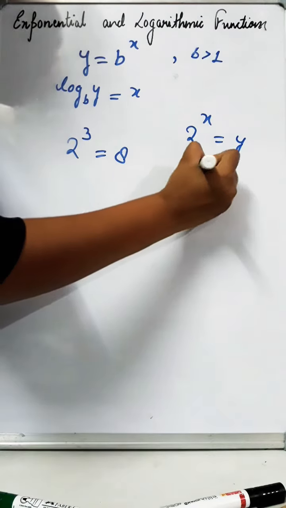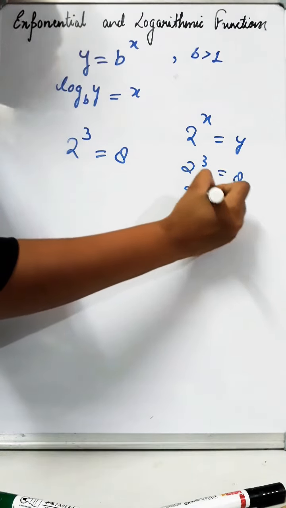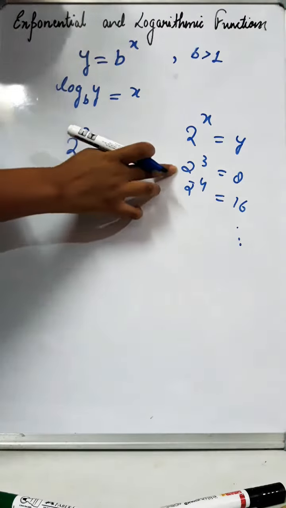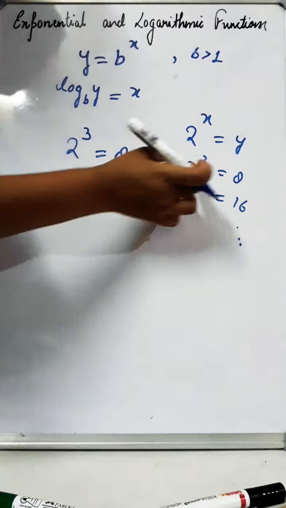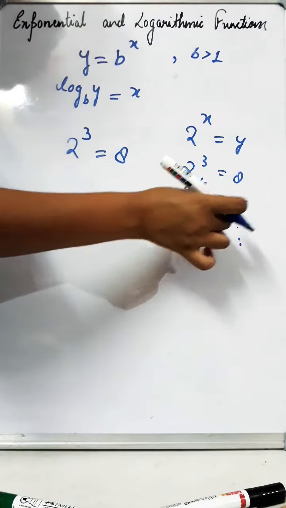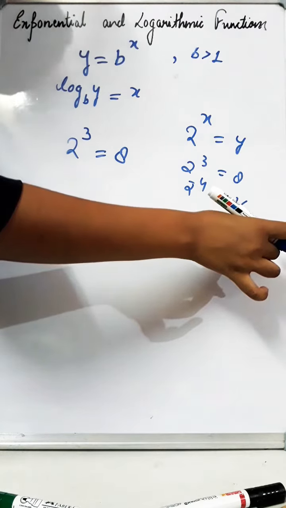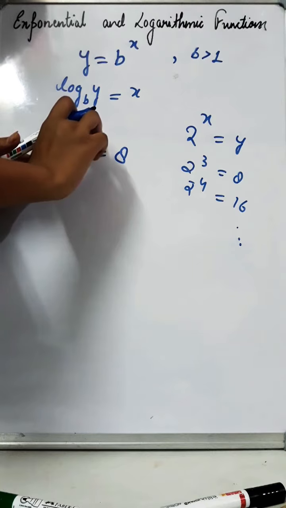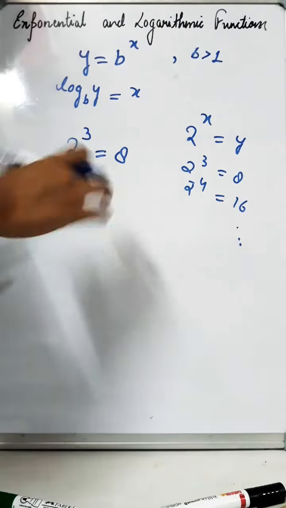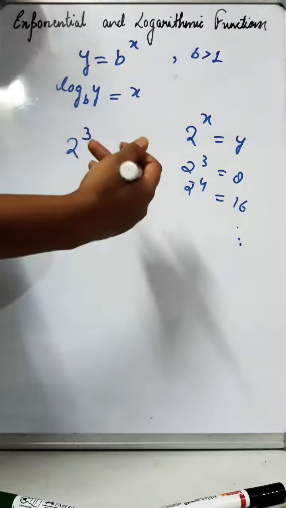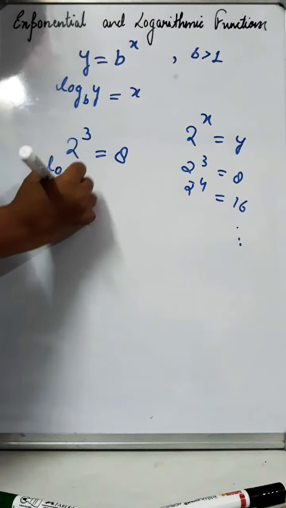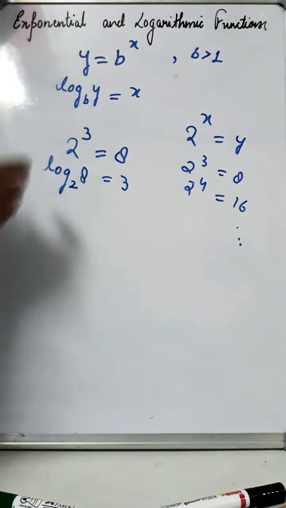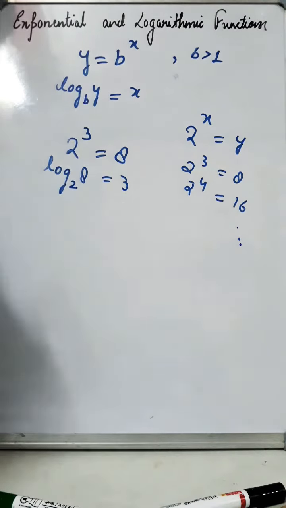Okay, so 2 to the power 3 is your 8, 2 to the power 4 is your 16, and so on, right? The base here is 2. Base is 2, exponent is going on increasing from 3 to 4, and so is the value going on increasing, right? So base 2 raised to the power 3 gives you 8. Now if we have to write this in log form, we'll write log of 8 is 3 and the base is 2. This is how you write it in log format.